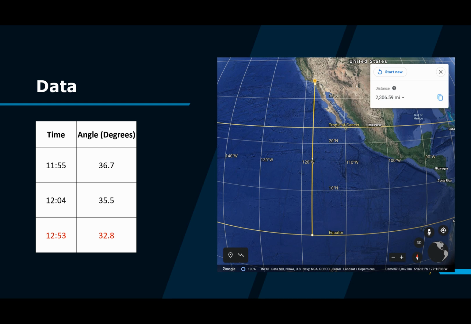So this is my data. Unfortunately, on March 19th, it was quite overcast, so I was only able to get 3 good measurements. And you can see at the bottom, I highlighted one of them red. That was at 12:53 p.m. I highlighted it red because that was the one that was closest to solar noon. Unfortunately, I wasn't able to get a direct measurement due to cloud cover at 12:58 p.m., but 12:53 was close enough, and I got a measurement angle of 32.8 degrees. And then looking over to the right, I used Google Earth to find the perpendicular distance to the equator from my house, which was 2,306.59 miles.